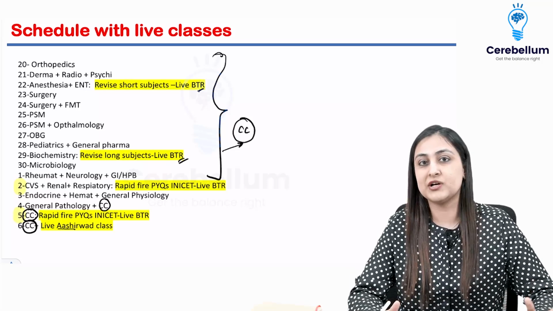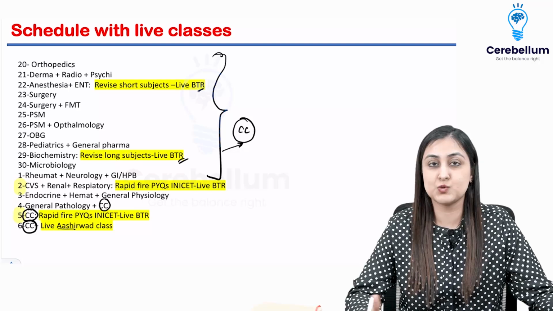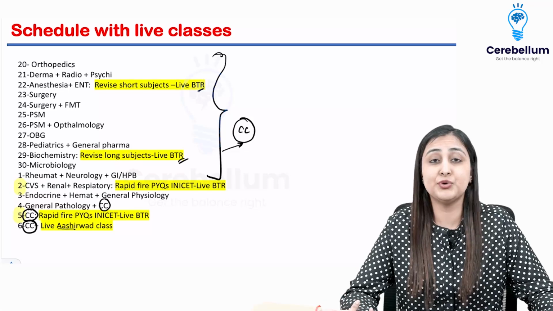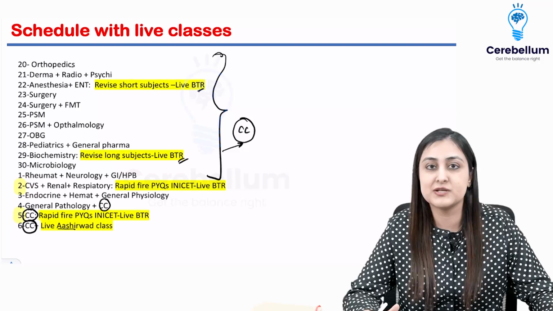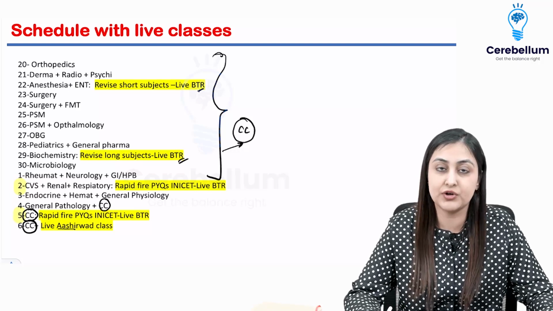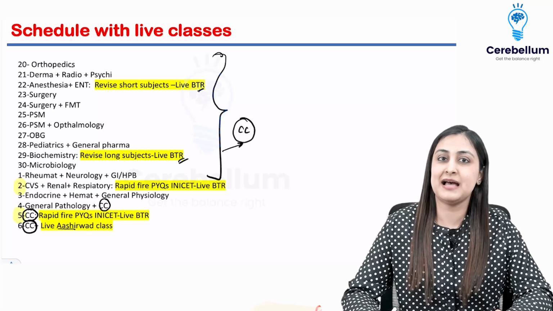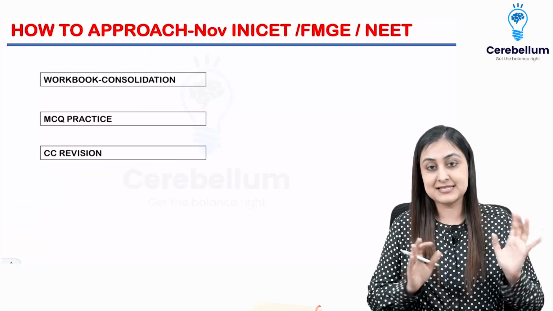So 6th, we are gonna have a strategy class on how to attempt NICT, because ultimately that is what it all takes. No matter what you do, from which resource you do, if you don't give the exam well, if you don't have a strategy in place, everything falls apart, because especially in NICT, attempting the exam well is very important. Okay, so that's what we are gonna do on 6th, and then 7th you sit for the exam and then you tell me that it went very well. Okay, so that is about the plan till 7th.